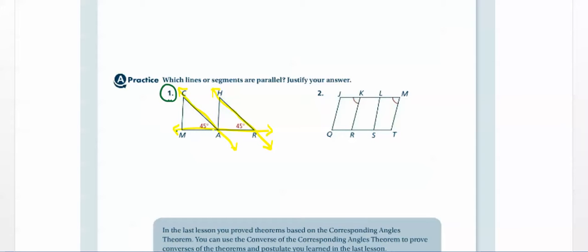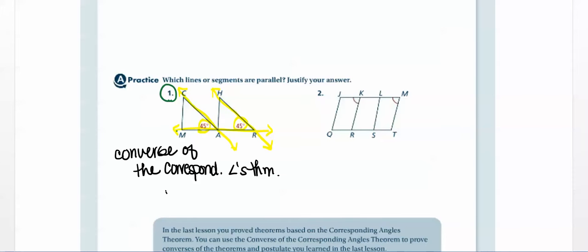Okay, when we look at it like that, we see we have a 45-degree angle here, 45-degree angle here. Those are corresponding angles. So we do have parallel lines by the converse of the corresponding angles theorem. So which lines? These two. Line CA is parallel to line HR. Here and here.